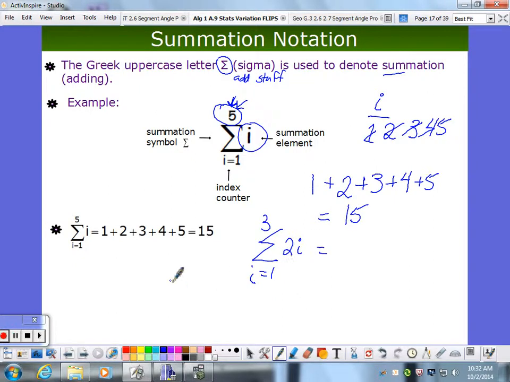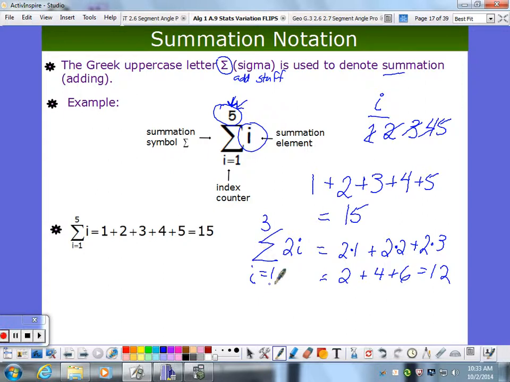So the first time through, what's my I value? 1. This says the first time through, you've got a 2 times a 1. Add a plus, I'm going to dive back in. But what happens to my I value? Bumps up 1 to 2. So now I've got 2 times 2. Put my plus in, jump back in. My I value bumps up to 3. What do I put here? 2 times 3. Now do I bump it up anymore? I stop because I've reached my end limit here. So I've got 2 plus 4 plus 6. 2 plus 4 is 6 plus 6 is 12. This is another way to write the number 12.